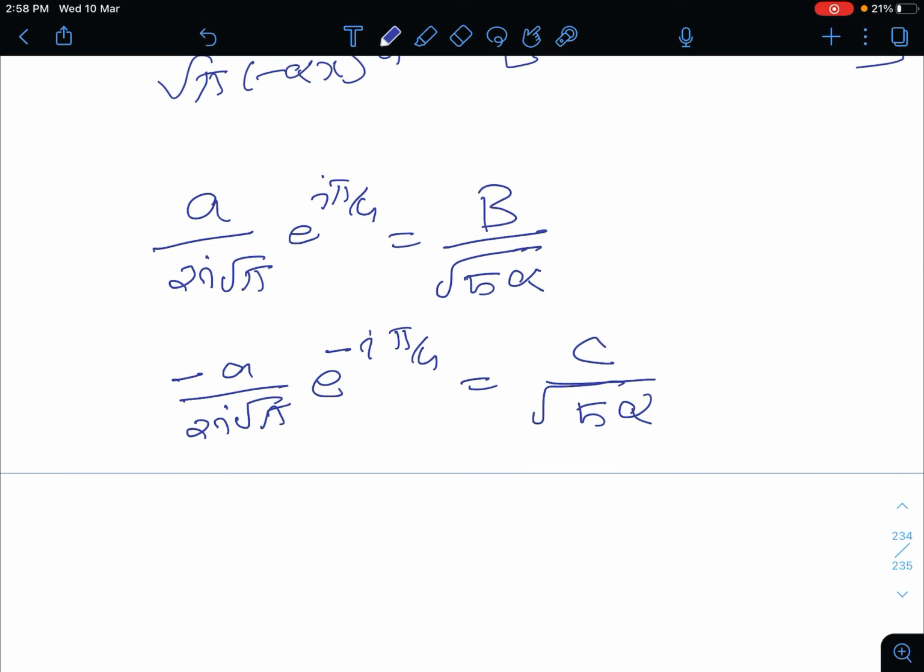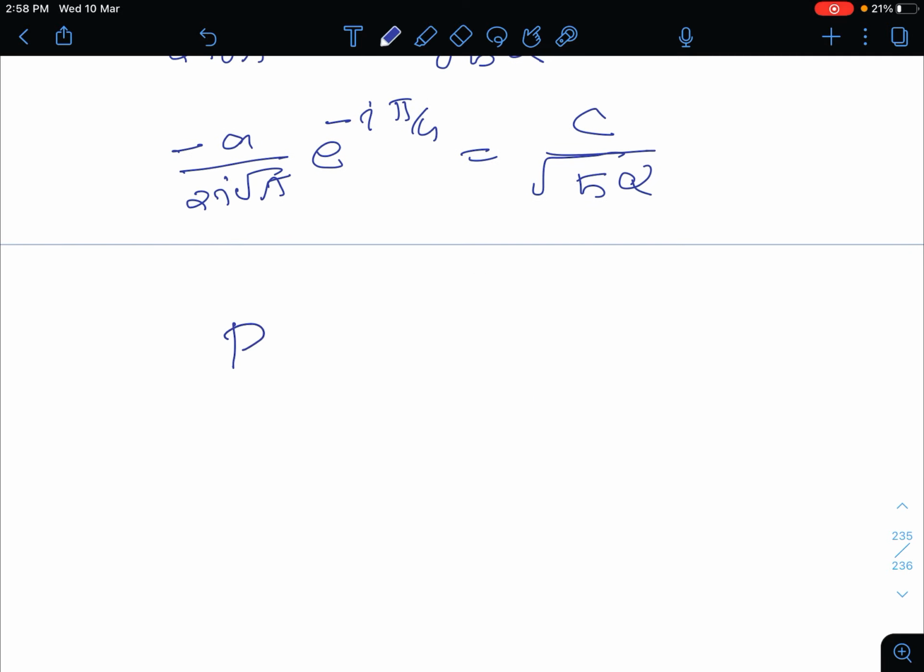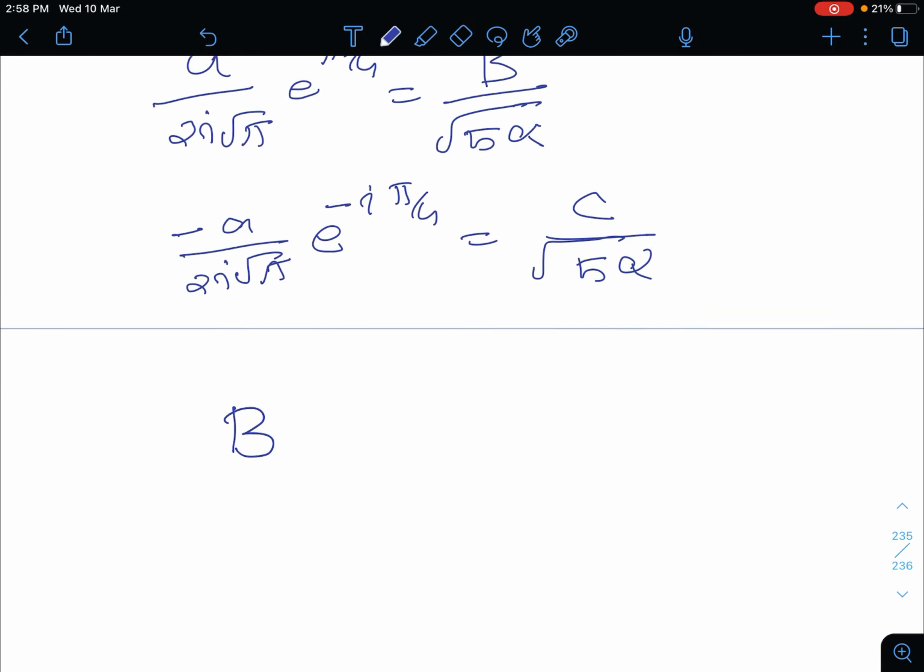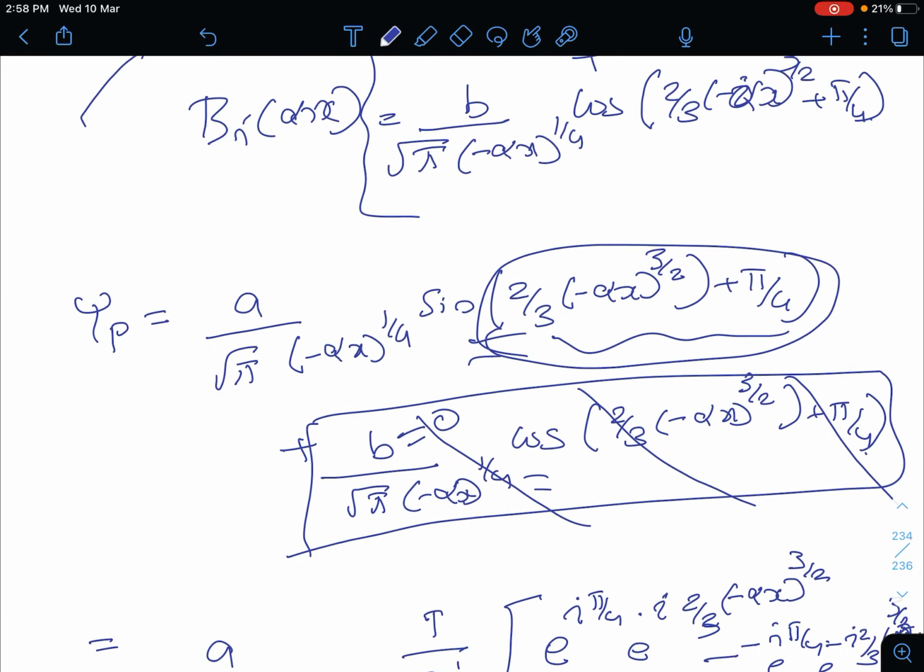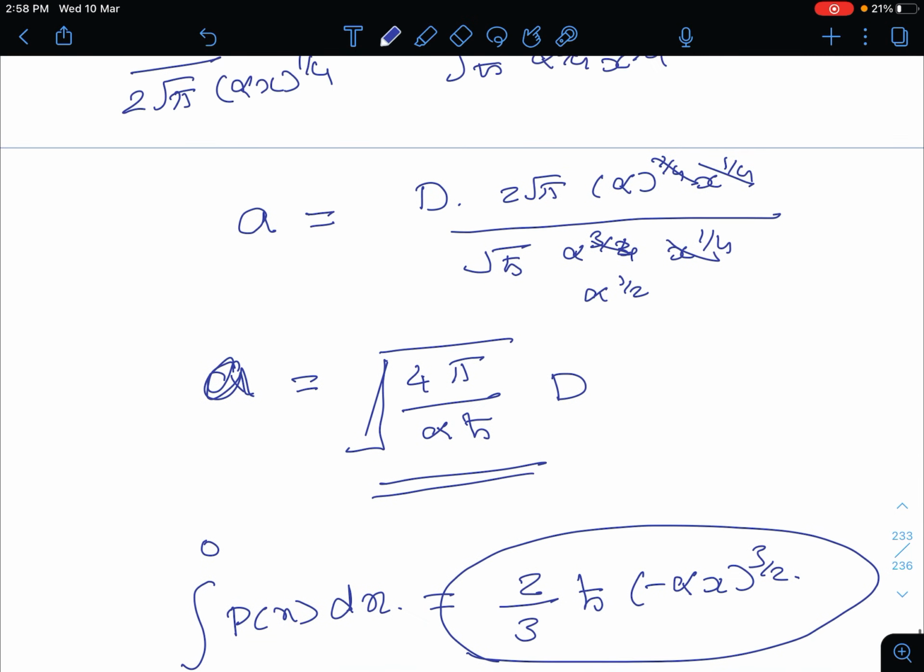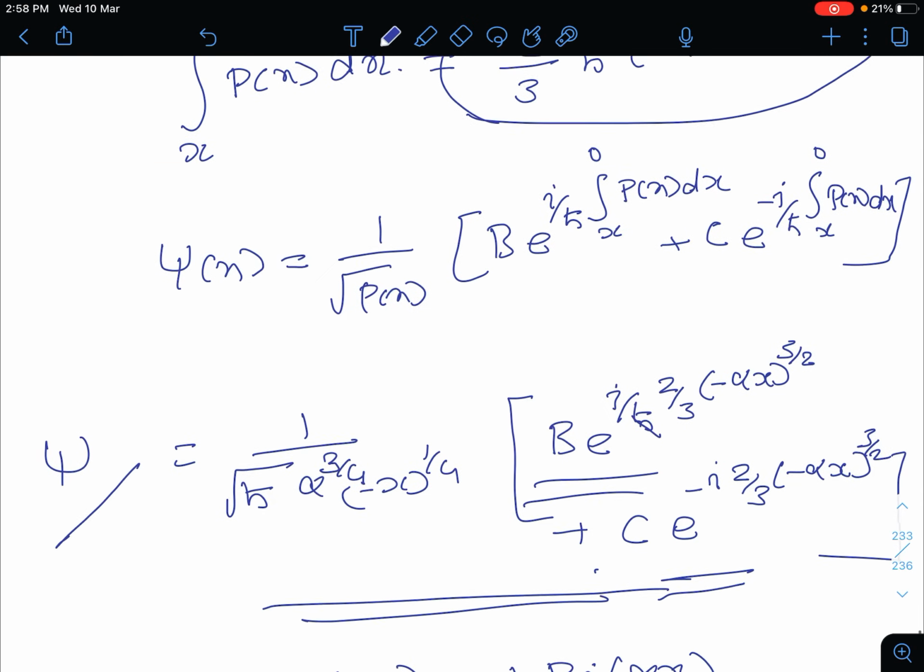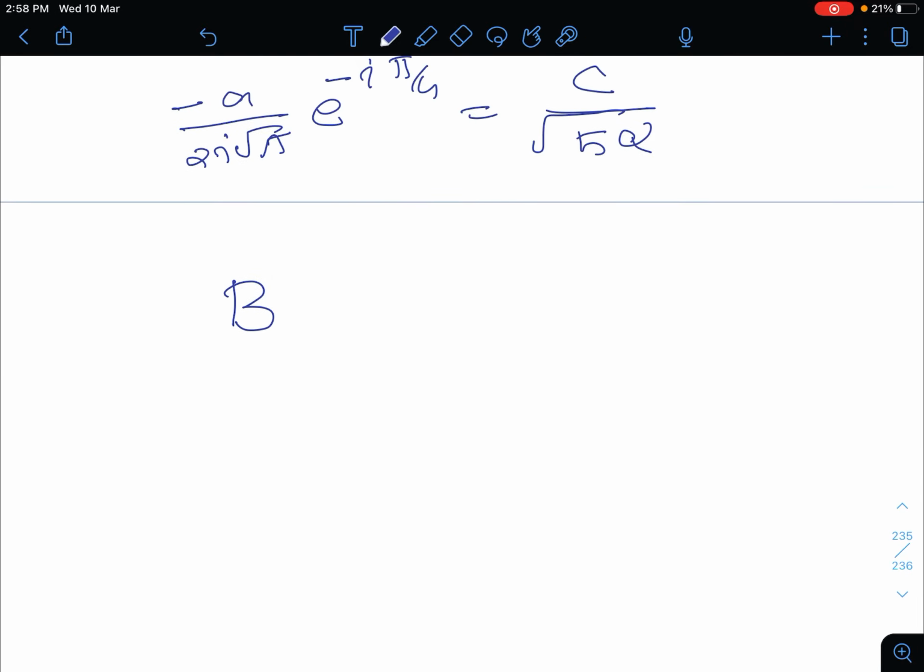So now on rearranging this, we will be getting b is equal to, okay, and you have already found out a in terms of d. Okay, so put that back also here. So we will be getting b is equal to minus i e raised to i pi by 4 d, and c is equal to i e raised to minus i pi by 4 d.